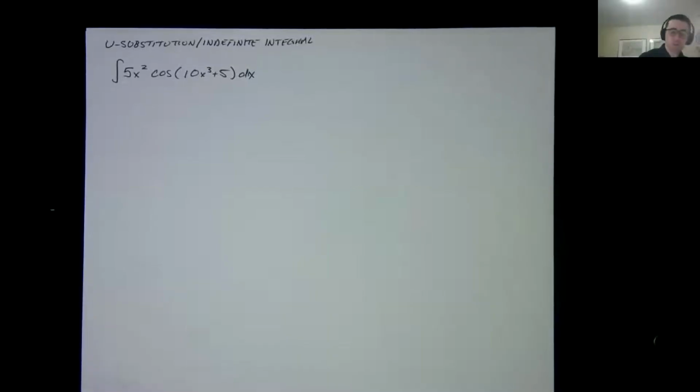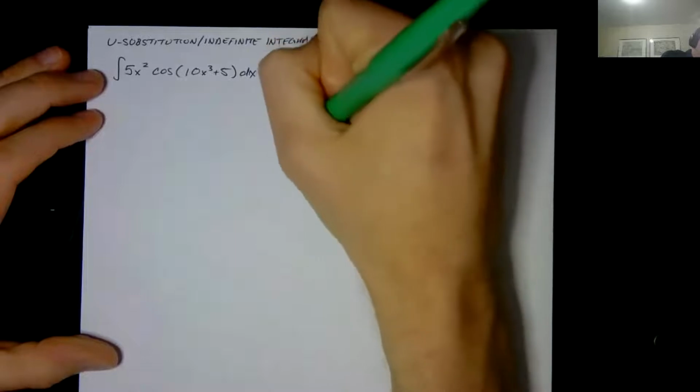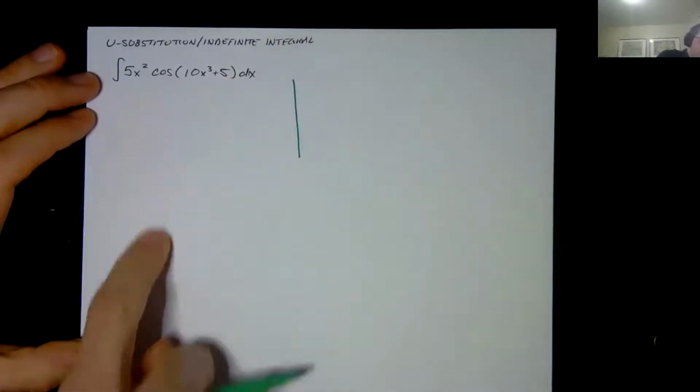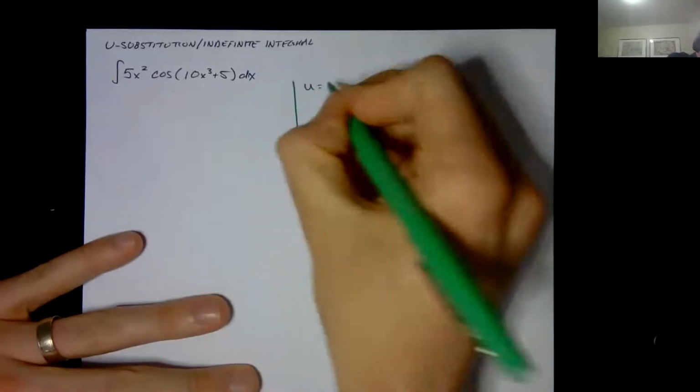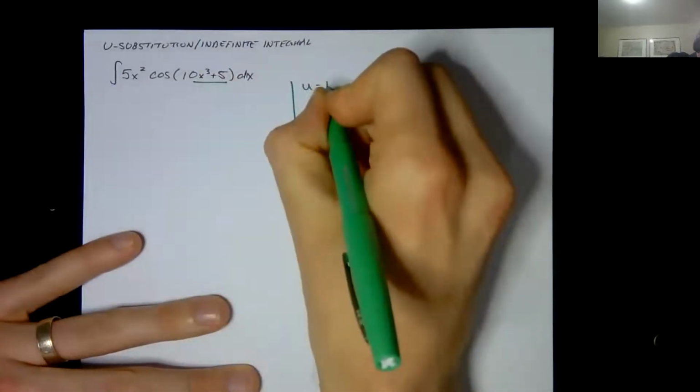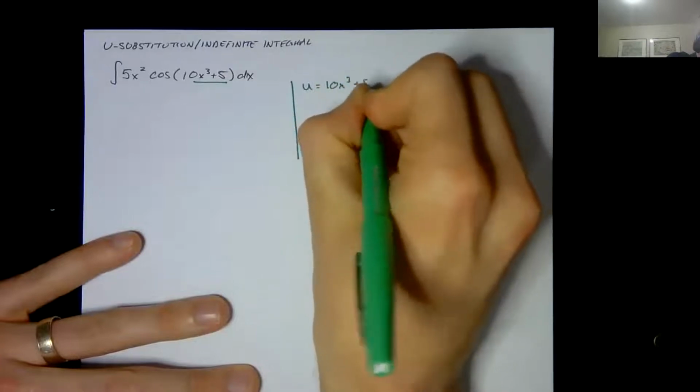All right, so I had the same integral from the screen earlier, and my first key step is to set u to the inside function. I'm going to do my scratch work over here, and then I'll come back over here to do any manipulation of the integral. So over here, I'm going to say u equals that inside function. That is 10x cubed plus 5.